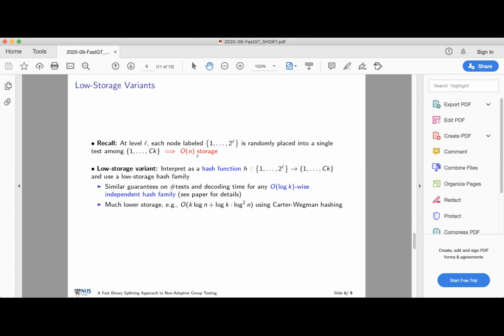The way I've described this algorithm, it has a bit of a disadvantage: I said order n storage. I should have said omega n, actually. It requires at least linear storage as I've described it. But if we interpret this idea of placing randomly into tests using hash functions instead of completely independent mappings, then we can bring the storage down very low as well, up to some log factors. The storage is basically k log n if you use the right hash function. So we can get low number of tests, low decoding time, and low storage.